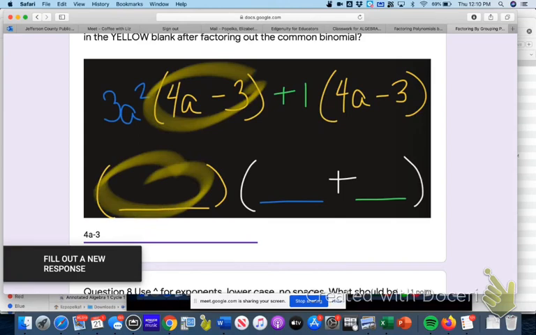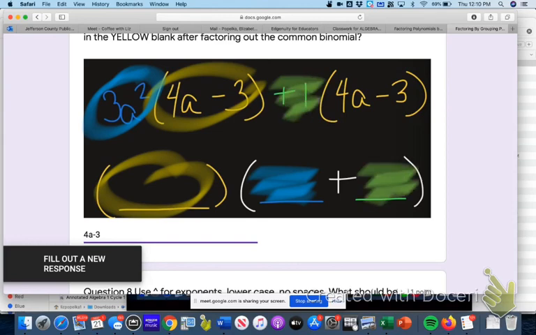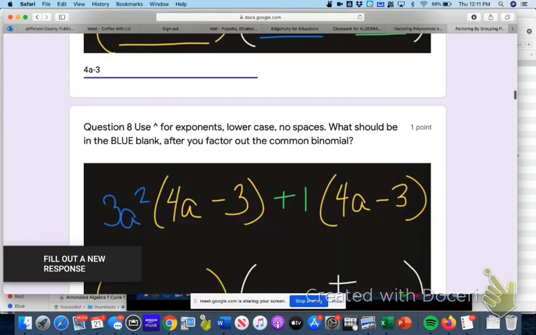And then remember that the greatest common factors go in their own set of parentheses together. So that 3a to the second is going to go right there. Write this down. And then the 1 is going to go right there. Yeah, so I tried to color code it to make it a little easier at first.